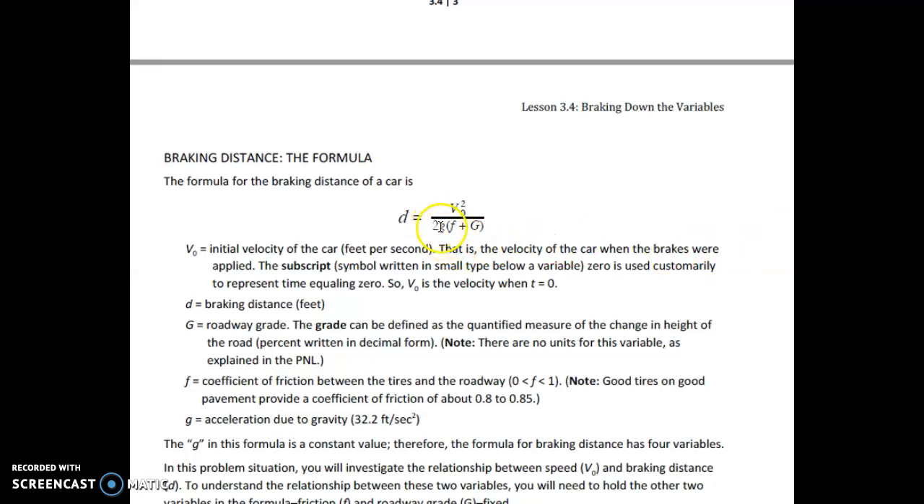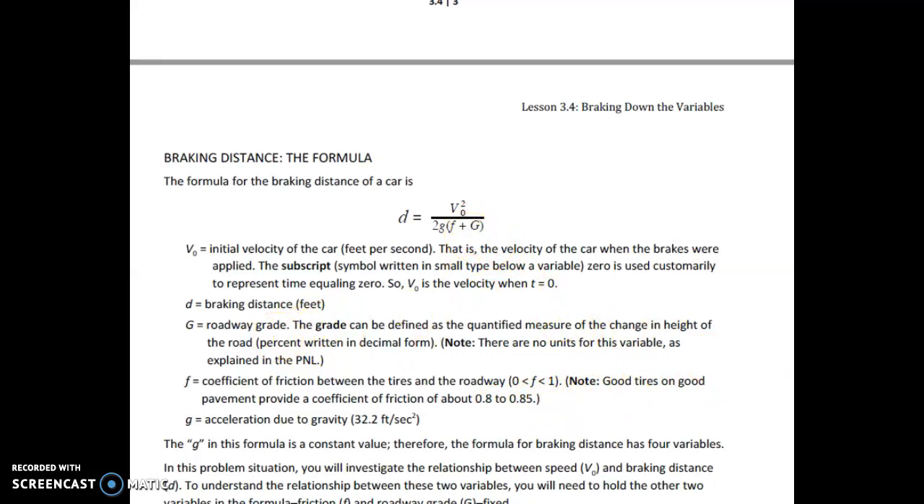In the denominator, we have 2 times lowercase g. Lowercase g is the acceleration due to gravity. In this lesson, it's a constant, 32.2 feet per second squared. In the parentheses, we have F plus capital G. F is the coefficient of friction between the tires and the roadway. So if you're driving on a sandy road or an icy road or a wet road, the friction will differ. In the note, it says good tires on a good road provide a coefficient of friction of about 0.8 to 0.85. And finally, we have capital G.